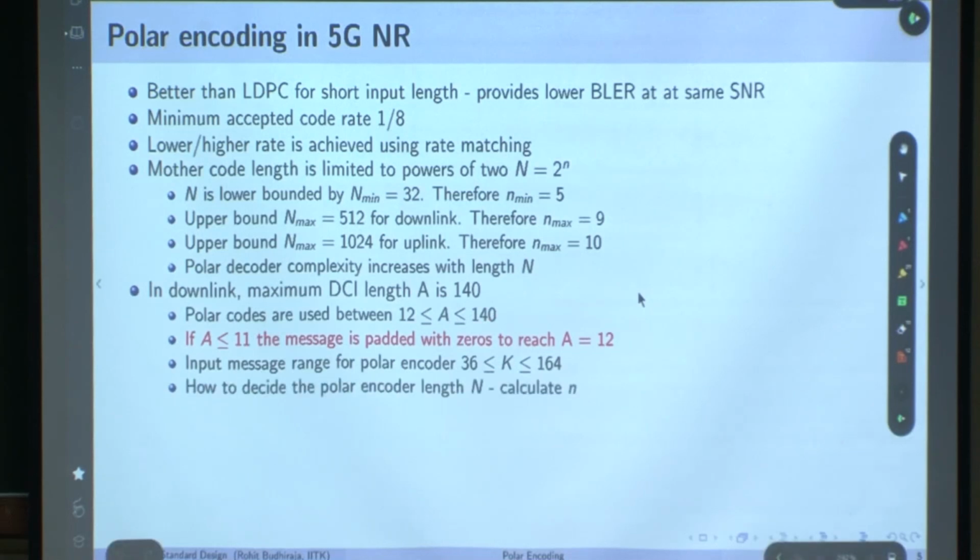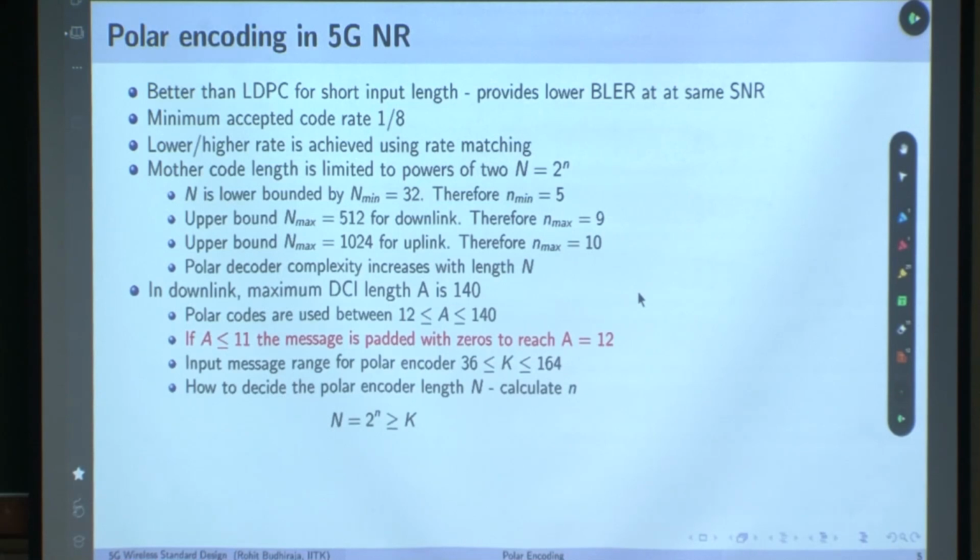Now, how to decide this polar encoder length? You have to decide what length you should use. So this N, how will you decide it? N is equal to 2^n, that's the restriction, correct? And it has to be greater than or equal to capital K, because it cannot be less than the input which you are feeding. What are we doing here? I am deciding, based on this K, what n should be.